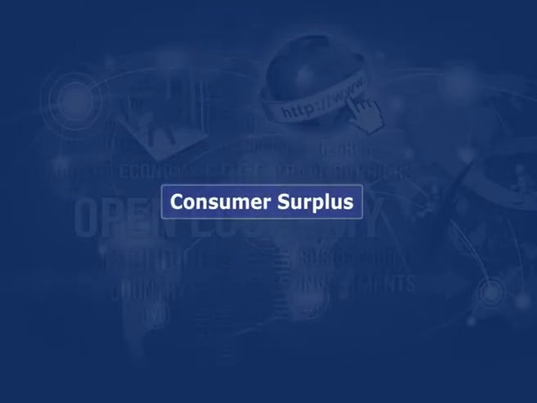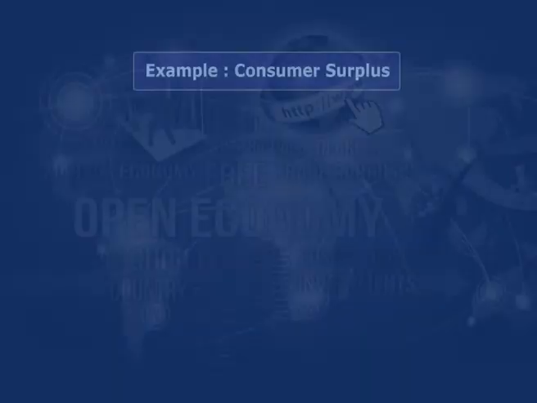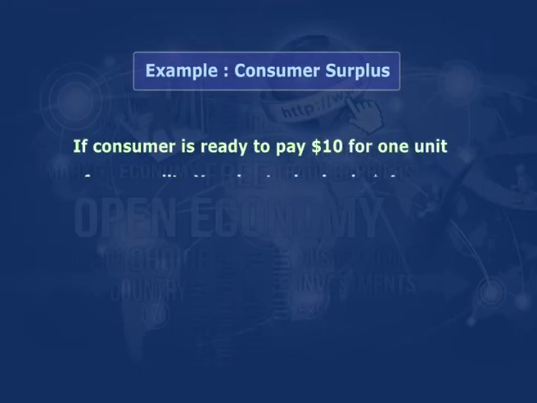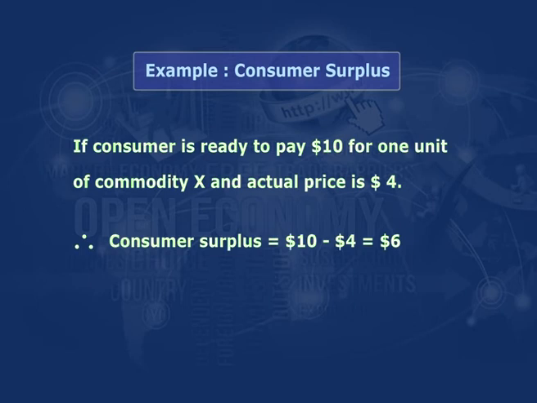Let us understand consumer surplus. Consumer surplus is the difference between the willingness to pay and actual payment of a consumer. Graphically, consumer surplus is measured by the area under the demand curve above the market price. Let us take an example. If consumer is ready to pay $10 for 1 unit of commodity X and actual price is $4, then consumer surplus is $10 minus $4, that is $6. An increase in price reduces the consumer surplus.